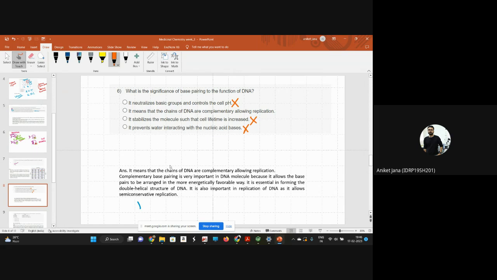Right. So complementary base pairing is very important in the DNA molecule because it allows the base pairs to be arranged in a more energetically favorable way. It is essential in forming the double helical structure of the DNA. It is also important in replication of DNA, as it follows semi-conservative replication.